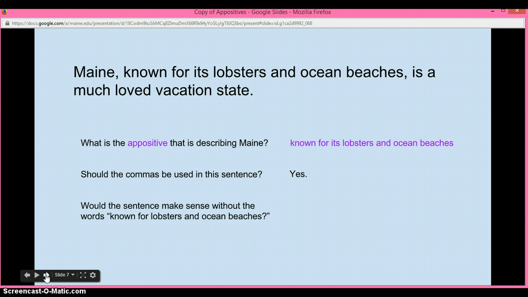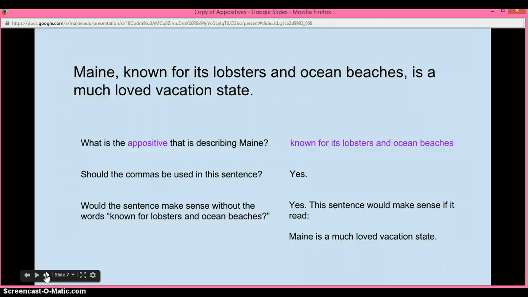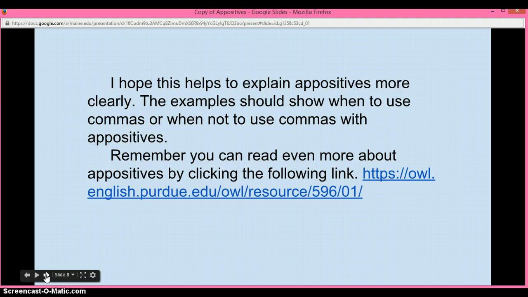So yes, we do want to use the commas. And would the sentence make sense without that section? Yes, it would. It would read, Maine is a much-loved vacation state. When we add in known for its lobsters and ocean beaches, it's an appositive, and it's just an example of why some people might love the great state of Maine. But it isn't necessary, so we would separate it out here with the commas.